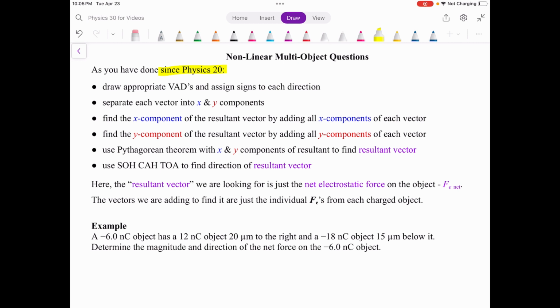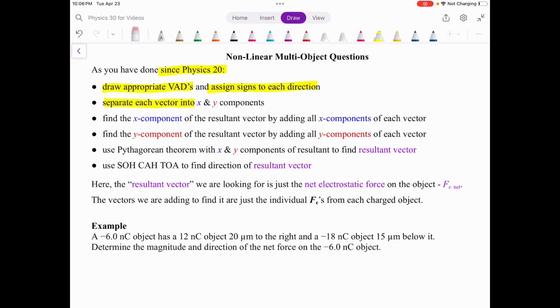So like you would have done in Physics 20, draw your vector addition diagrams, right? Assign signs to each direction: your positive Y direction, your negative Y direction, positive X, negative X, okay? Separate each vector into its X and Y components, because you need to do that to be able to add them up, right? The same way walking east doesn't cancel with walking north, right? An electric force to the right doesn't cancel with an electric force upwards, right? Only right-left can cancel, or up-down.